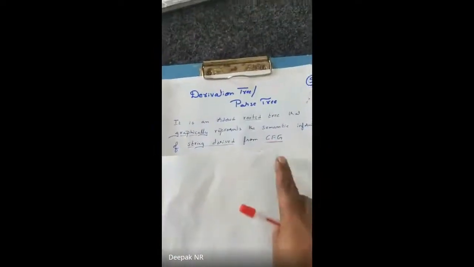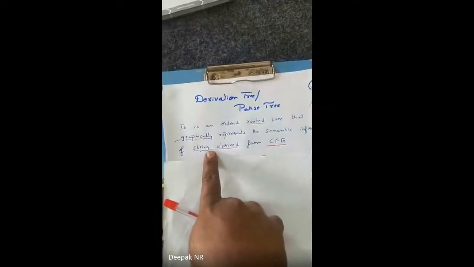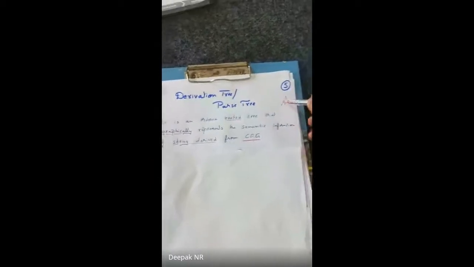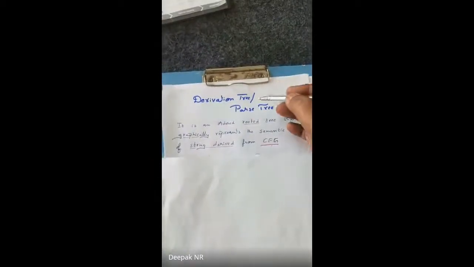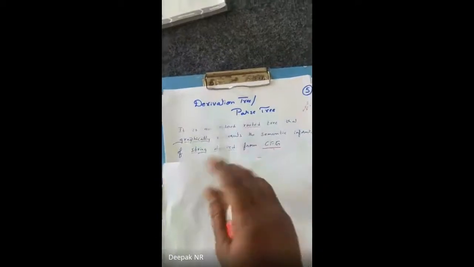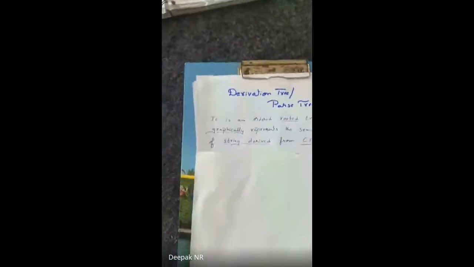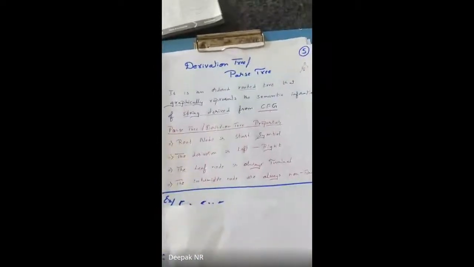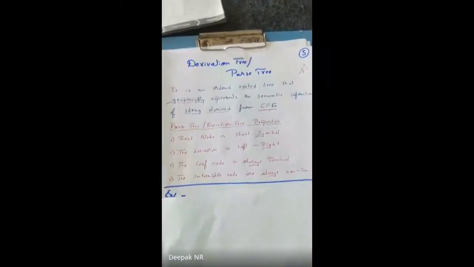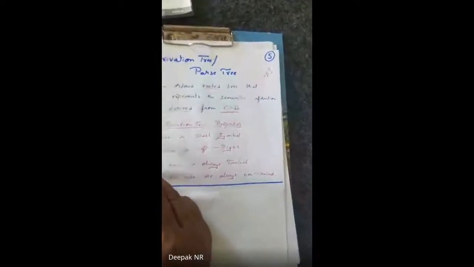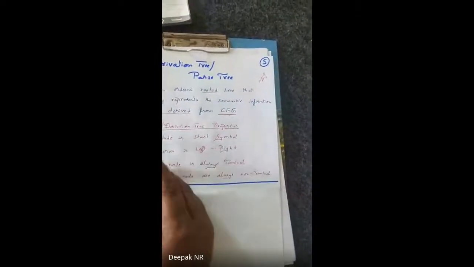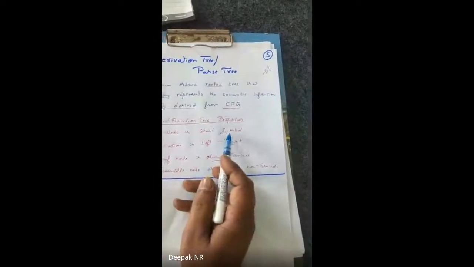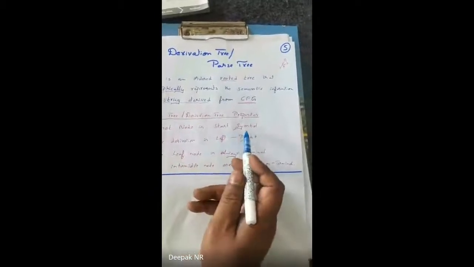Is that clear? A CFG will be given, I'll derive a string, and I'll represent it graphically using a tree structure. This is called a derivation tree or a parse tree. Both mean the same. To draw a derivation tree or a parse tree, there are a few properties. The first property is that the root node is the starting symbol.